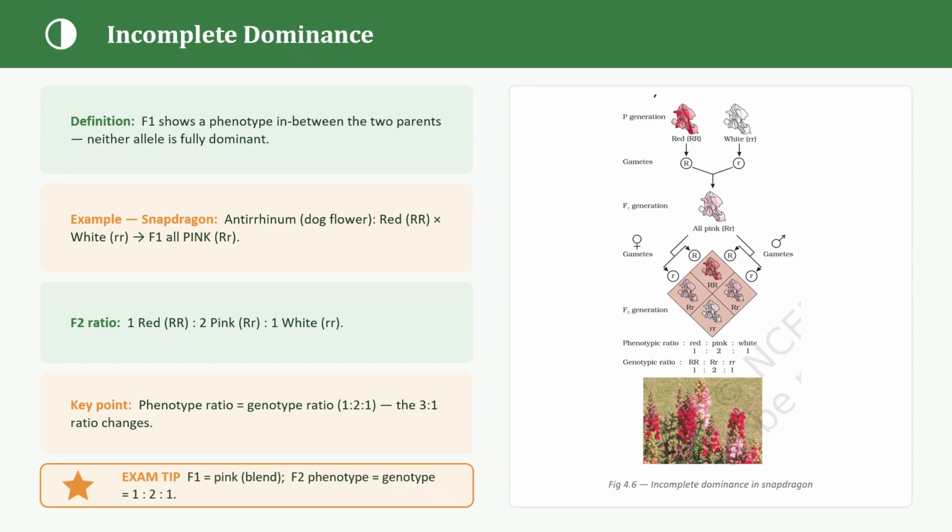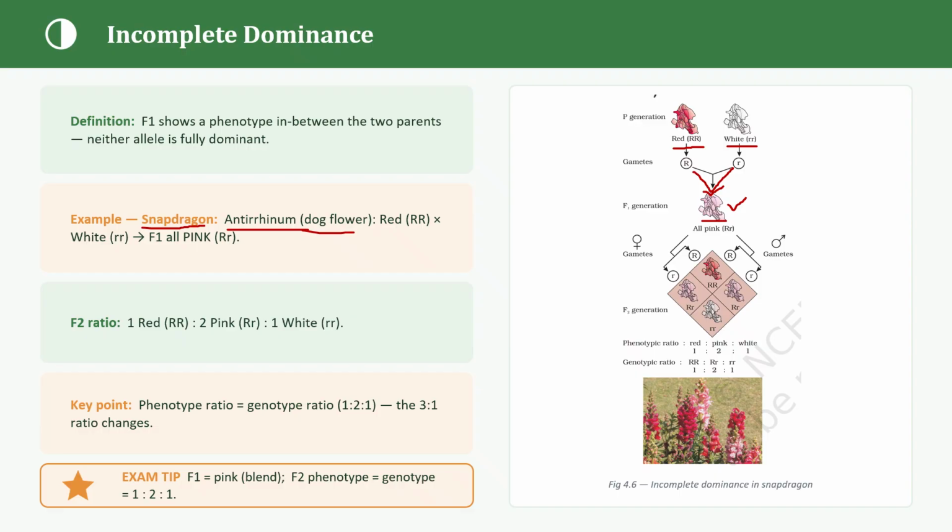Let's have one example. Snapdragon. Snapdragon is commonly called the dog flower or Antirrhinum. So we have taken the red flower, which has both dominant alleles, capital R capital R, and a white flower which has both recessive alleles, small r and small r. Let us cross it. After crossing, we were able to find a pink flower. Is it red in color? No. Is it white in color? No. It is intermediate. It is pink in color.